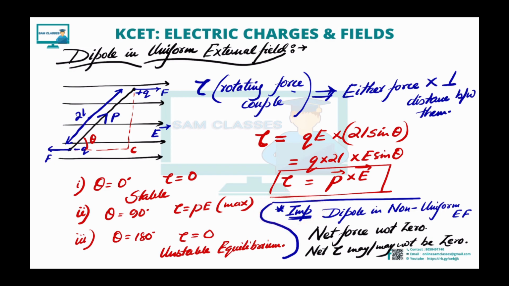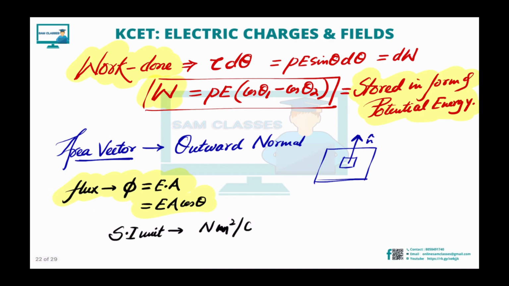Now, the other important point we have to keep in mind is the dipole in a non-uniform electric field. What happens? The net force will never be zero, but the torque may or may not be zero depending on the orientation, how you're keeping it. So the net translational force will never be zero if it is a non-uniform electric field. If the field is like this, non-uniform, in that case the net force will not be zero, but the torque may or may not be zero. Both conditions are there.